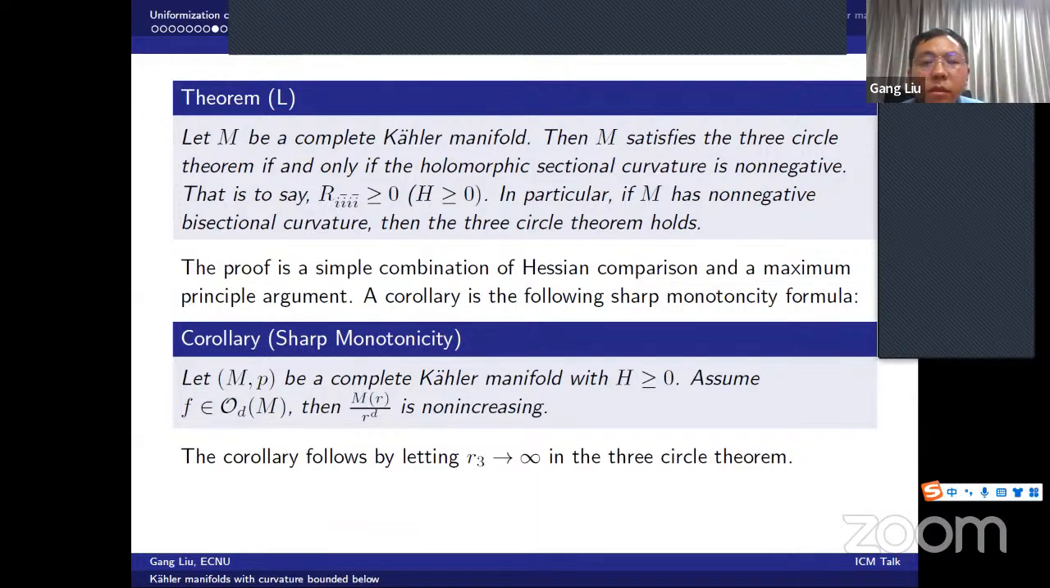A corollary is the following sharp monotonicity formula. If M has non-negative holomorphic sectional curvature, and you assume that f is in O_D(M), that is to say, f has polynomial growth of degree at most D, then M_f(R) over R to the D is monotonic non-increasing. The corollary just follows by letting R3 approach infinity in the three-circle theorem.